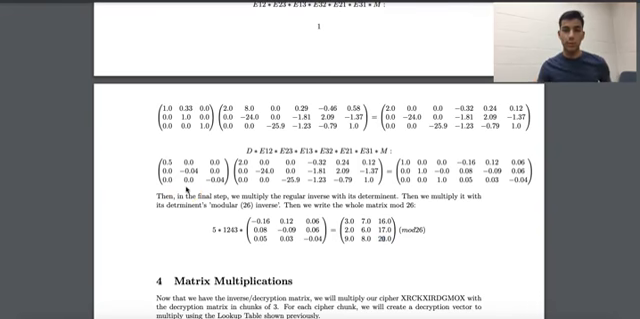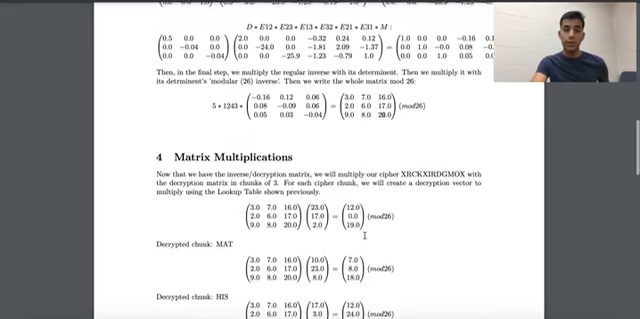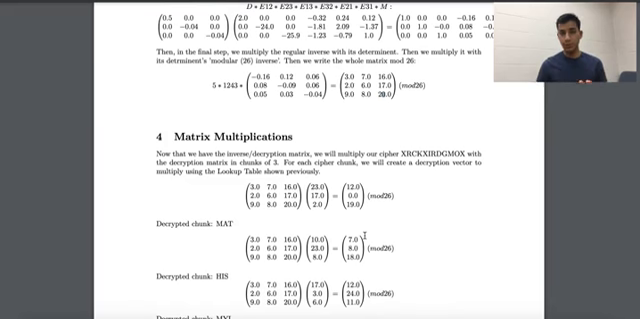So the next step, once we've calculated our inverse matrix or our decryption matrix, is we break our cipher into chunks of 3 and we multiply the decryption matrix with each of these chunks. If you look at the first step, that's exactly what we're doing. We're taking X, R, and C, and we're multiplying our decryption matrix with it and writing the result in modulo 26.